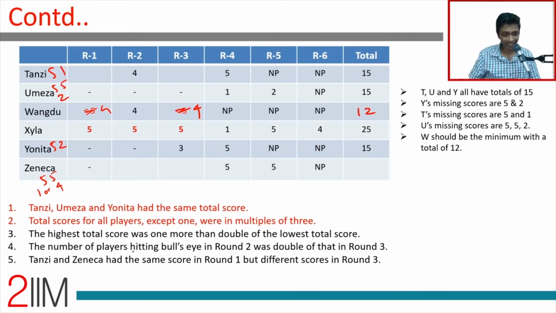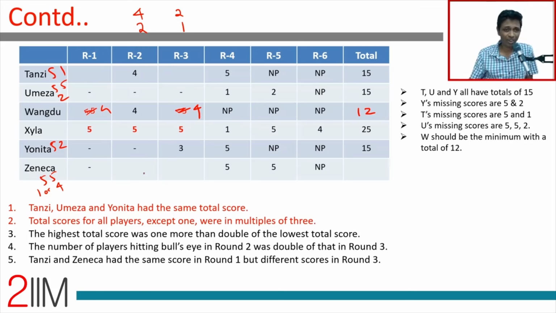Now let's think about this. The number of players hitting bullseye in round 2 was double that in round 3. So this is 1, and this could be 2, or this is 2, and this could be 4. It cannot be 3 and 6, because all 6 don't score bullseye in round 2. That much we know. 1 and 2, 2 and 4.